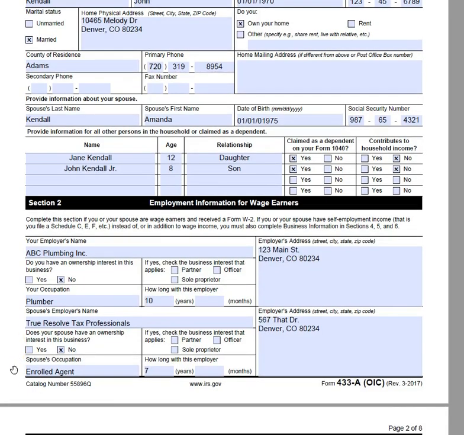The next section here is employment information for wage earners. So this is where you're going to put in yours and your spouse's employment information, how long you've been there, whether or not you have any ownership interest in the business, and what your occupation is.